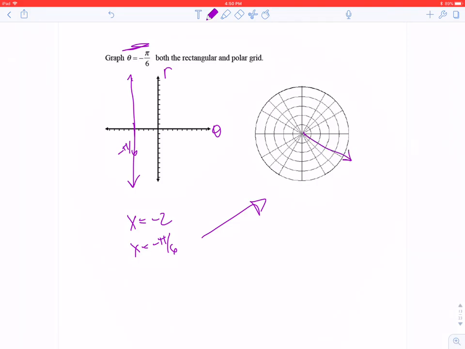So theta is always negative pi over 6, which we could have also called 11 pi over 6. But we asked, do we go both ways? Should this line extend in the other direction? Well, we have negative r values, which means you also go in the exact opposite direction. So on the polar graph, this is a line that extends both ways.